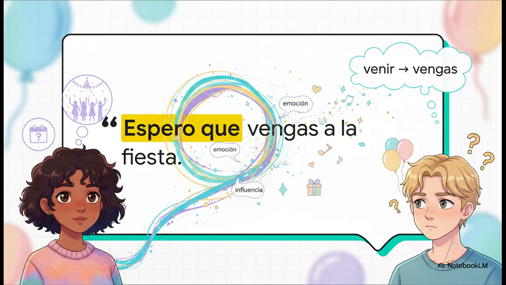Maya provides a great everyday example for this one too. Espero que vengas a la fiesta. I hope you come to the party. Notice how the subjunctive almost always depends on a trigger, usually verbs of influence or emotion. The trigger right here is espero, I hope. Because Maya is expressing a desire, the verb venir transforms into vengas. It's not a stated fact that you are actually coming to the party. It's just a hope, living in Maya's mind.